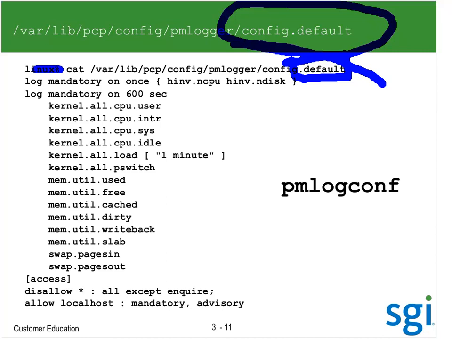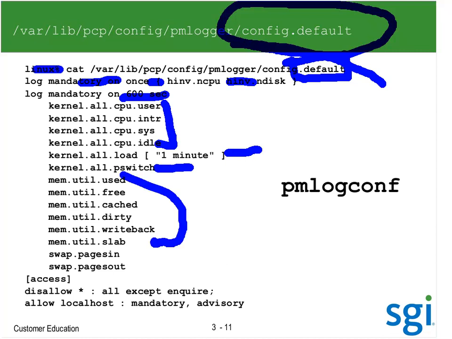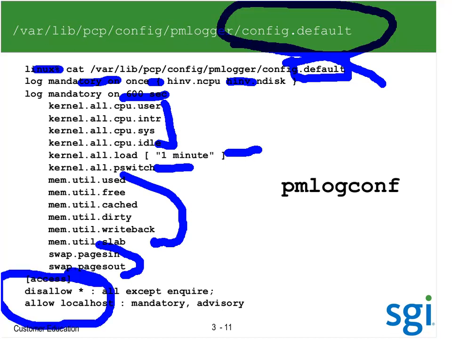And when I start up the PCP, I'm going to collect the number of CPUs and the number of disks. And then every 10 minutes, I'm going to collect CPU utilization, load level, context switching, memory use, and swap information. I would collect a lot more, but this was just for demonstration purposes to fit on the slide. I also have access control information to be able to get to PCP data.